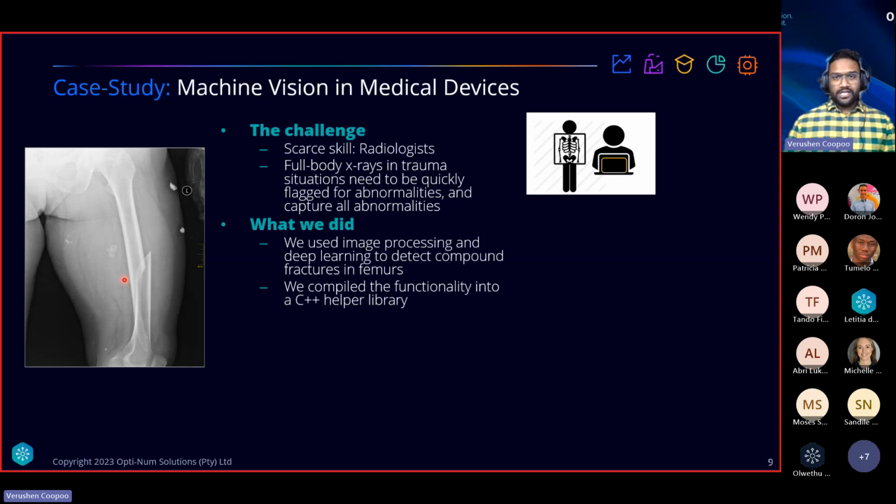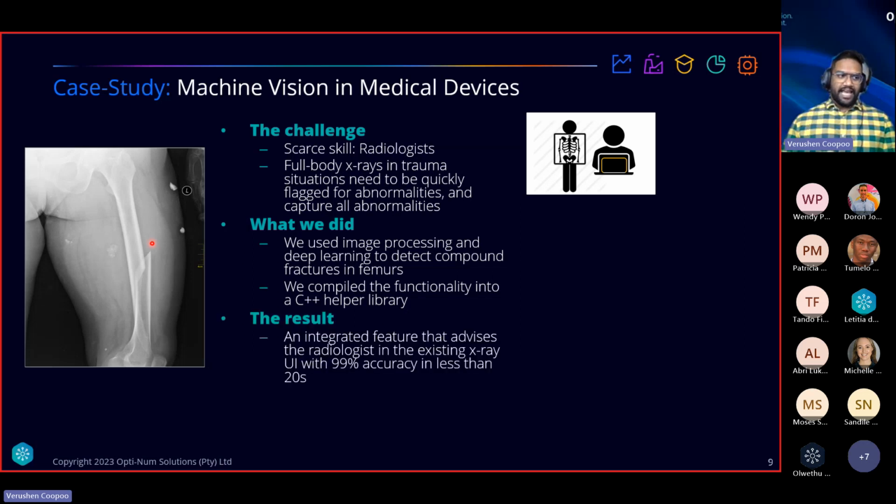What we did was use image processing and deep learning techniques in order to detect compound fractures in femurs, much like the one you see here on the right-hand side. What we then did was deploy this functionality into a C++ helper library, which integrated with our client's X-ray viewer. And in the end, we developed a feature which can point the radiologist within 99% accuracy of whether a compound fracture is present in the femur within 20 seconds.